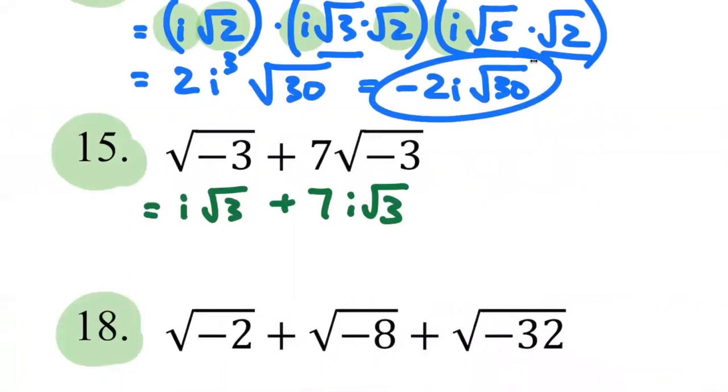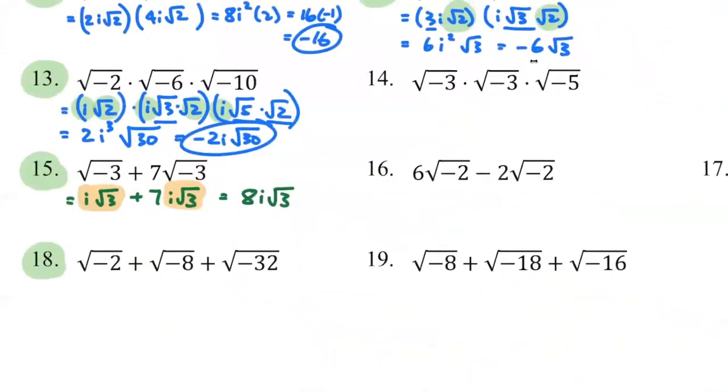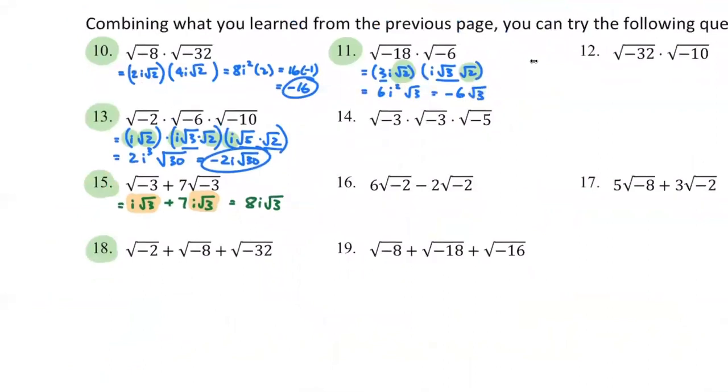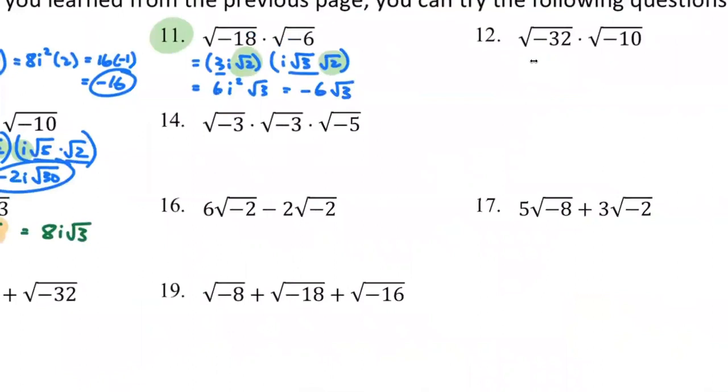And then coming back to here, well, how do you know it's a like term or not? Well, i root 3, it's a thing, right? So we have i root 3 as a thing. So we have 1 i root 3 plus 7 i root 3. Well, guess how many i root 3 we have? 8 i root 3. That's it, right? Easy, easy. Okay, so you do the same for number 16 and 17. Number 17, you might need to do a little bit more work, but you get there.